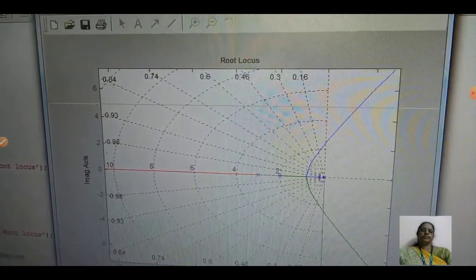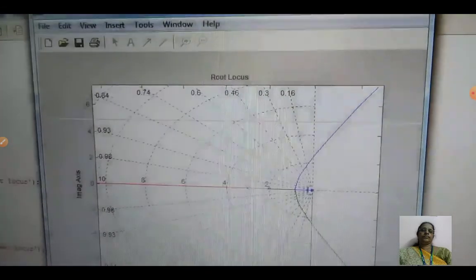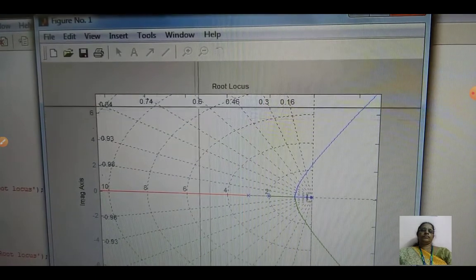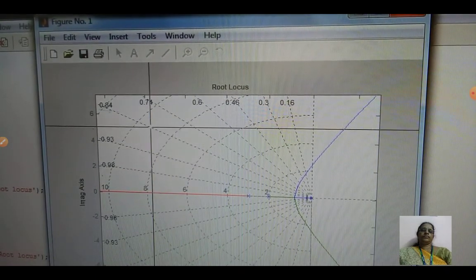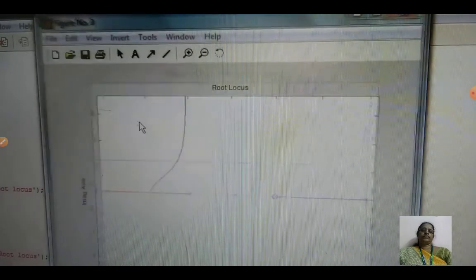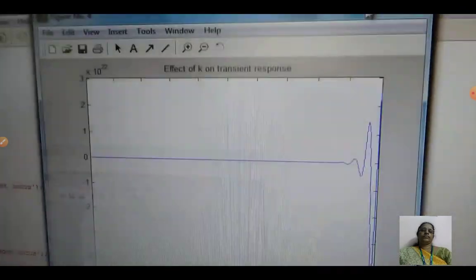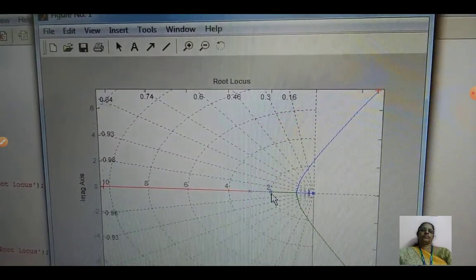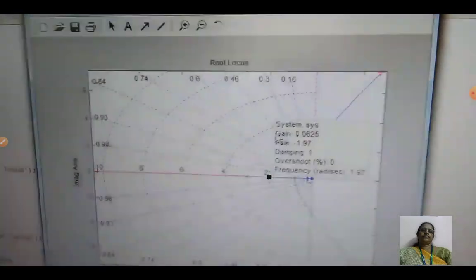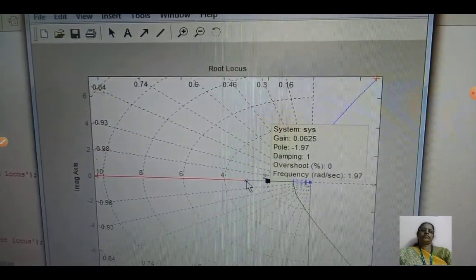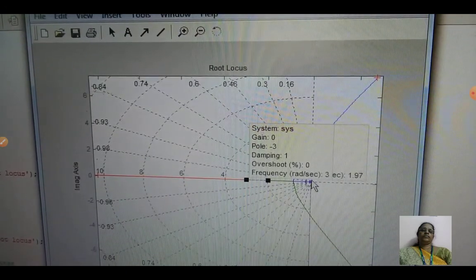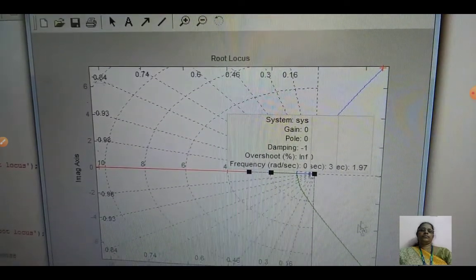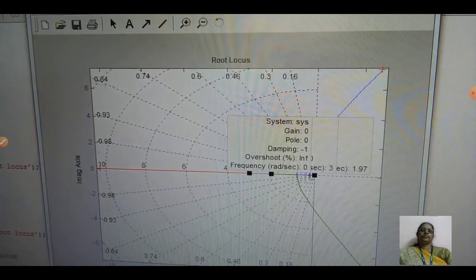For the given transfer function, what is our transfer function? 1 divided by s cube plus 5s squared plus 6s. For this we can draw the root locus. When you left click, we automatically get the other details. You see here, this is the pole. First pole, and then what is the gain, the damping, the overshoot. This is the second pole, and this is the gain. Everything is in this plot only. This is the root locus of the given transfer function.